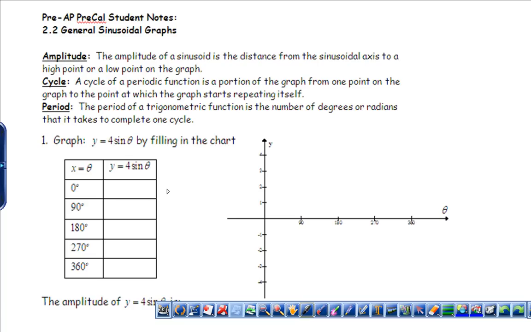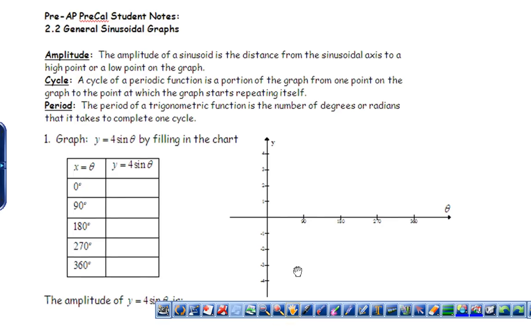Okay, so it's 4 sine theta. The first thing you notice is your x is represented by a theta, and you've got 0, 90, 180, 270, and 360. And we're going to do 4 sine theta. So the first thing that I would do is copy down your OIO chart.